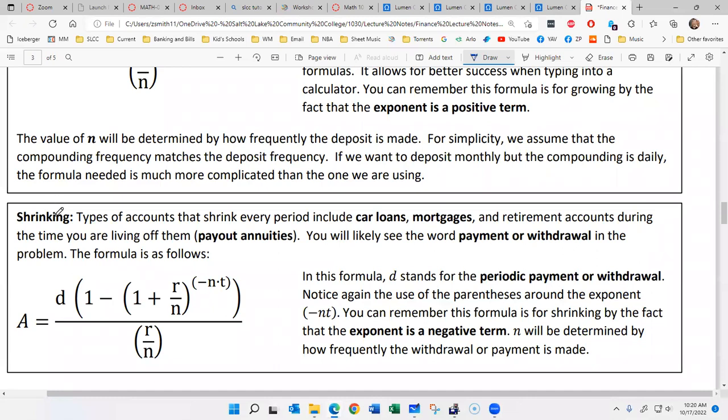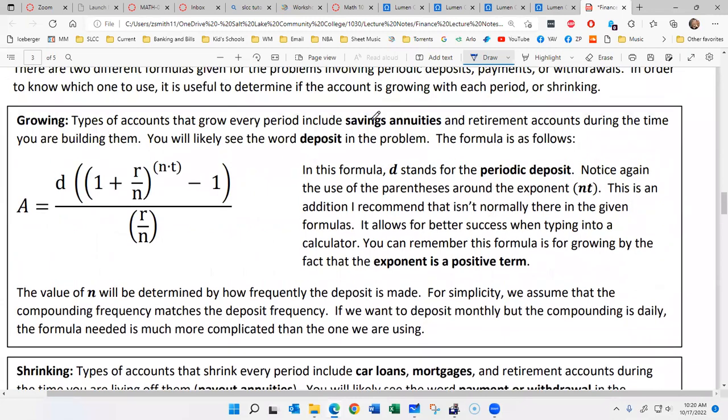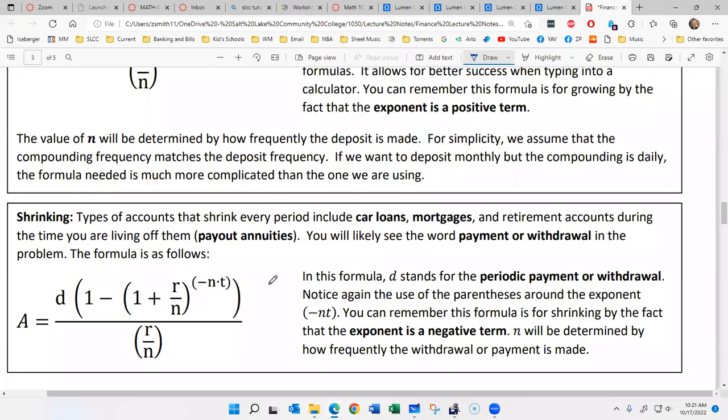Okay, shrinking. Types of accounts that shrink every period include car loans, mortgages, and the retirement accounts during the time you are living off of them, which is called a payout annuity. So the retirement account as you're building it is often called a savings annuity, and the retirement account that you're living off of is a payout annuity. Usually you see the word payment, that would be for the car loans and mortgages, or withdrawal, that would be for the retirement account. And you might think payments and withdrawals cause a negative impact on the account, it goes down, that's the negative exponent.